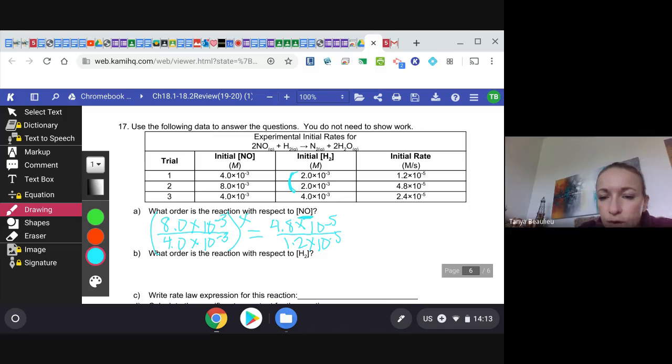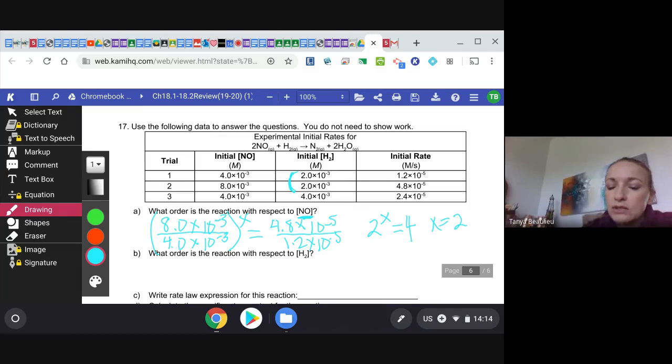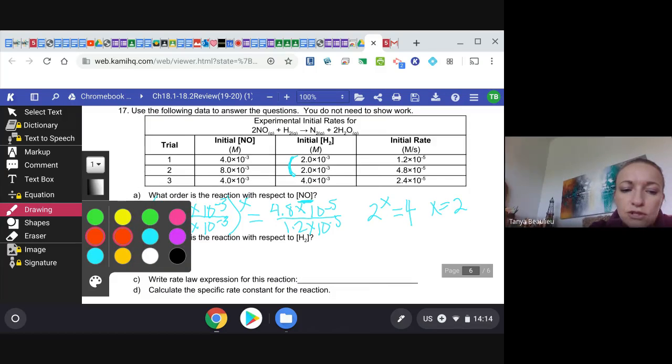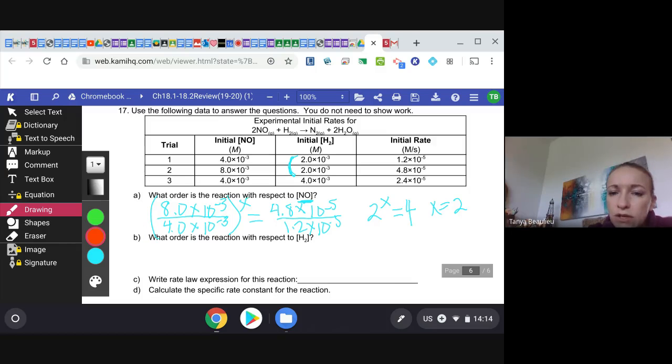So 8 divided by 4 is 2 to some x power, and 4.8 divided by 1.2 comes out to be 4. So x here is 2, and that's 2 to the power of 2, squared, is equal to 4. A lot of kids are interpreting it as 2 times x equals 4. It's not. It's to that power. Now, in looking at hydrogen, we can only look at hydrogen when nitrogen monoxide is constant. Nitrogen monoxide is constant for trials 1 and 3 there. So then we're going to look at trials 1 and 3 for hydrogen's data.